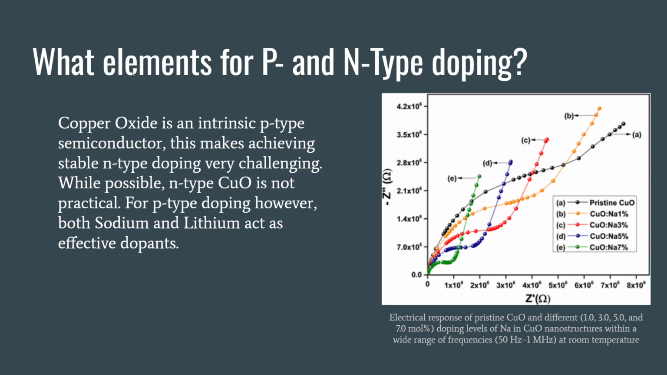But now, let's talk about doping for copper oxide. So copper oxide is an intrinsic p-type semiconductor, which means that it naturally conducts via holes, i.e. positive charges, and not free electrons. So naturally this makes p-type doping very easy and n-type quite difficult. N-type doping has been achieved in labs, but it isn't really useful for any sort of industrial purposes. So we'll talk about what elements are good for p-type instead.